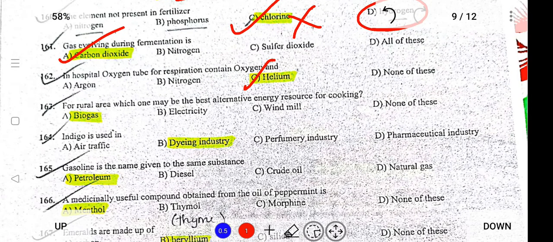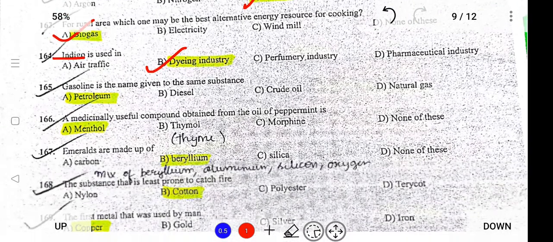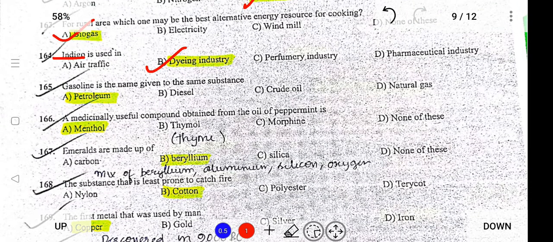Next, for the rural areas, which one of the following is the best alternative energy source for cooking? So the energy source is biogas. Biogas is from dead plants and animals. Indigo is used as a dyeing agent. So indigo is not an aeroplane brand, but it is for dyeing, meaning coloring. Indigo plant, not the brand.